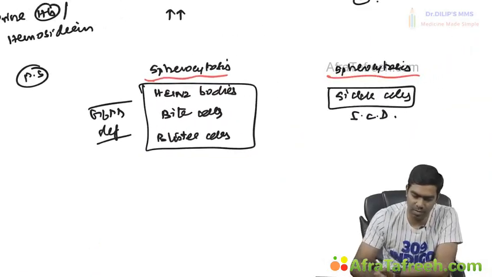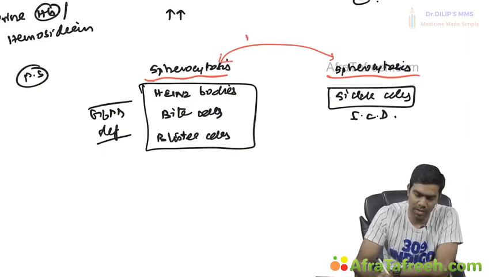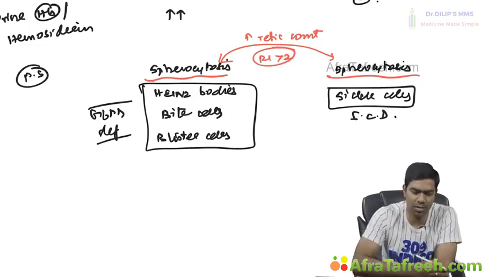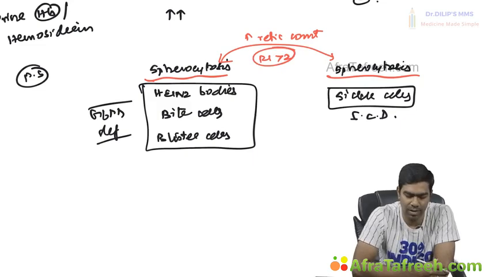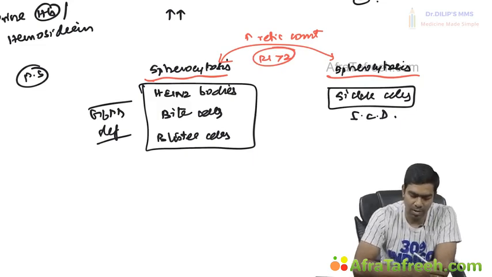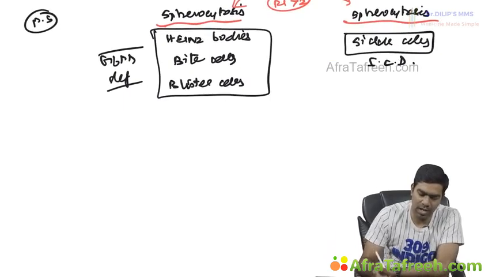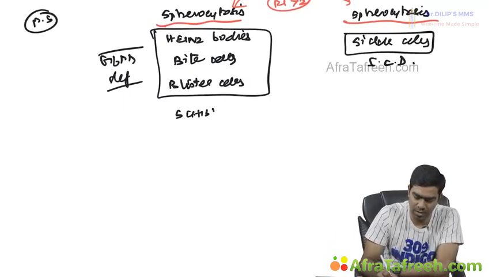And again, what are the common things? Apart from this, a common thing will be an increase in the reticulocyte count. An increased reticulocyte count, with a reticulocyte index of more than 2, is a common feature of both intravascular as well as extravascular hemolysis. And not only spherocytes, additionally there may be the presence of schistocytes.